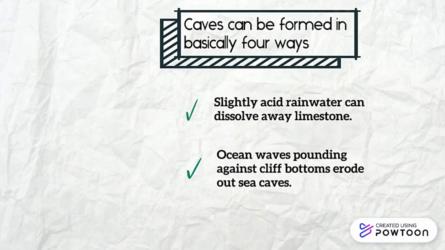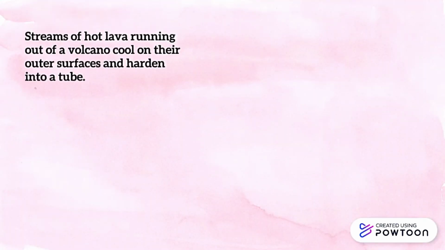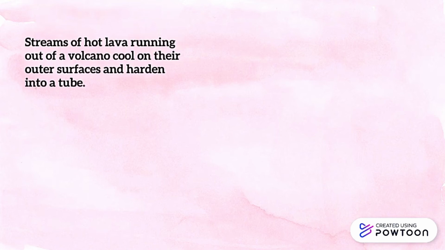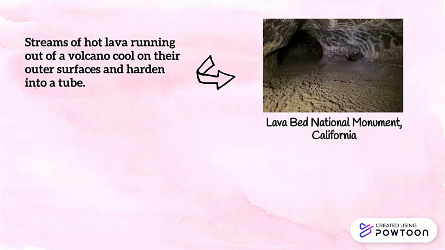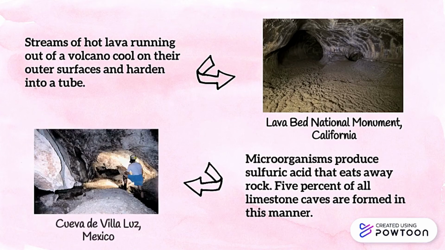Next, ocean waves pounding against cliff bottoms erode out sea caves, such as in Fingal's Cave, Staffa, Scotland. Next, streams of hot lava running out of volcanoes cool on their outer surface and harden into tubes, such as Lava Beds National Monument, California. Lastly, microorganisms produce sulfuric acid that eats away rocks. 5% of all limestone caves are formed in this manner, such as Cueva de Villa Luz, Mexico.